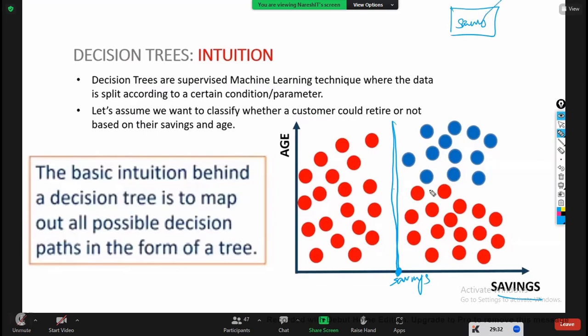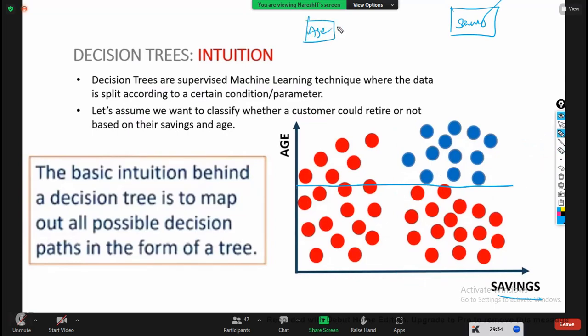After that, you are going to draw one more line like this. This time you consider the age parameter, and based on the age value you split. Now, this is option number 1. Option number 2: directly I take my first line here itself, and that is age. I'm going to start with the age.